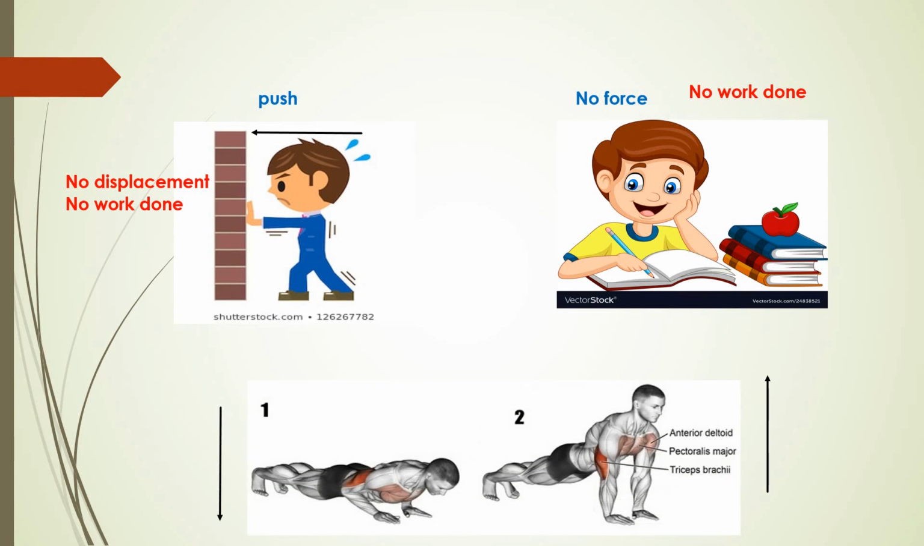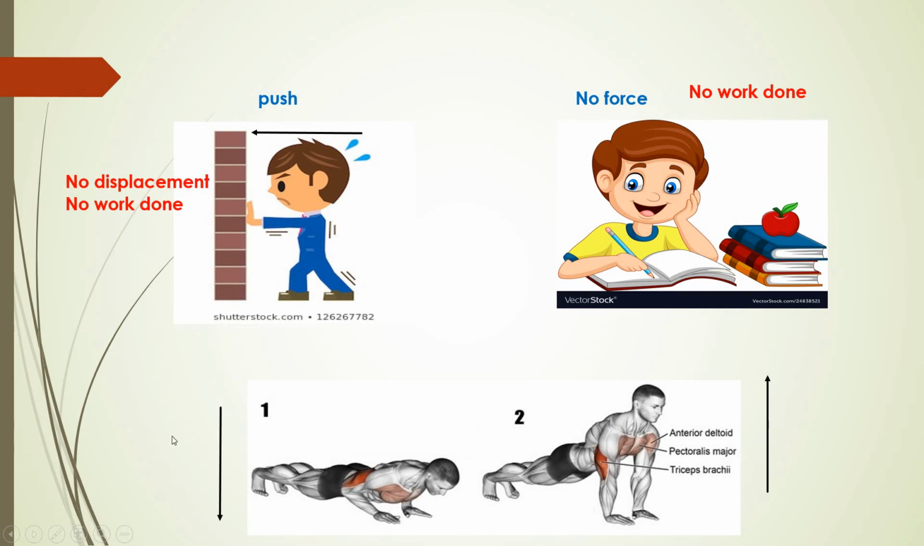Let us see another example. Doing push-ups. When we do push-ups, we get tired, and our muscles become stronger. But do you think that we are doing work there? Every time the man does a push-up, he changes his position from the ground to the air, from position 1 to position 2, and he is also applying force. But at the end, he comes back to the same position. So after reaching 2 from 1, he goes back to 1.